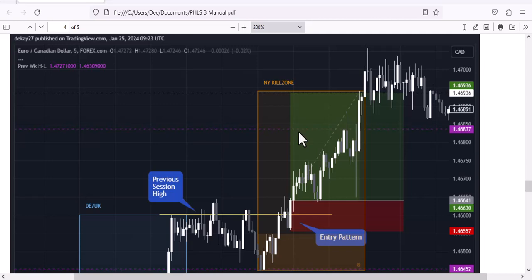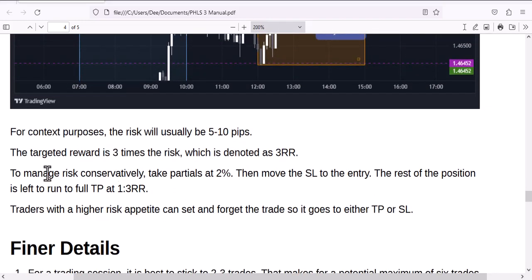Simple, repeatable actions that we can come to each and every trading day and do the exact same thing, that over a period of time, over a series of many trades, hundreds of trades, we know put us in the positive. All right. And then to manage risk conservatively, take partials at 2%, and then move the SL to the entry, and then the rest of the position we leave to run to full TP at 1:3 RR.